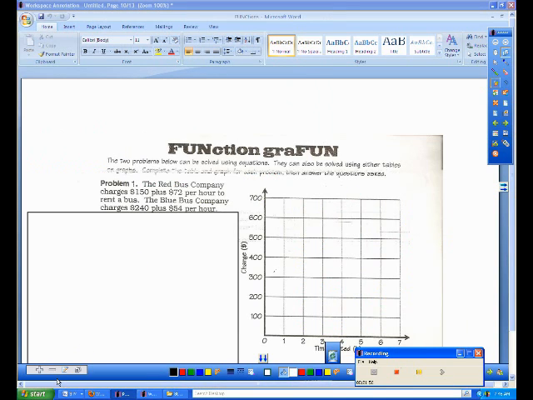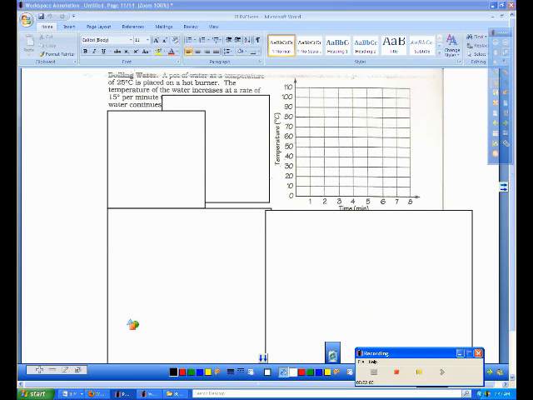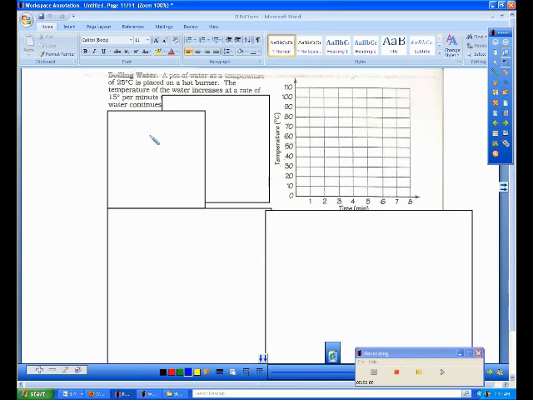So let's see if that works for every single situation that we could have. All right, sorry, I was just on the wrong one. So let's see if this works for every single graph we could possibly encounter. So it says a pot of water at a temperature of 25 degrees is placed on a hot burner. The temperature of the water increases at a rate of 15 degrees per minute.